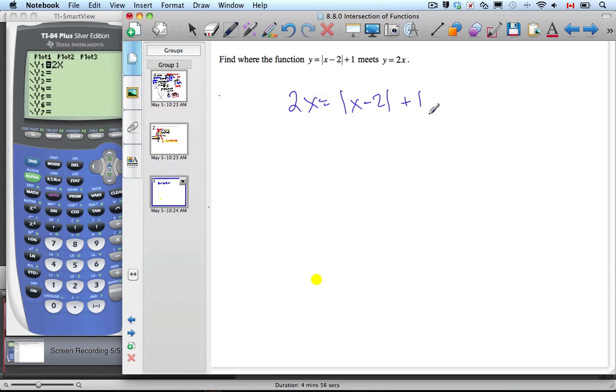We're kind of thinking back to the beginning before Christmas, I think. We'll move our minus 1 here. So now we have 2x minus 1 equals the absolute value of x minus 2.